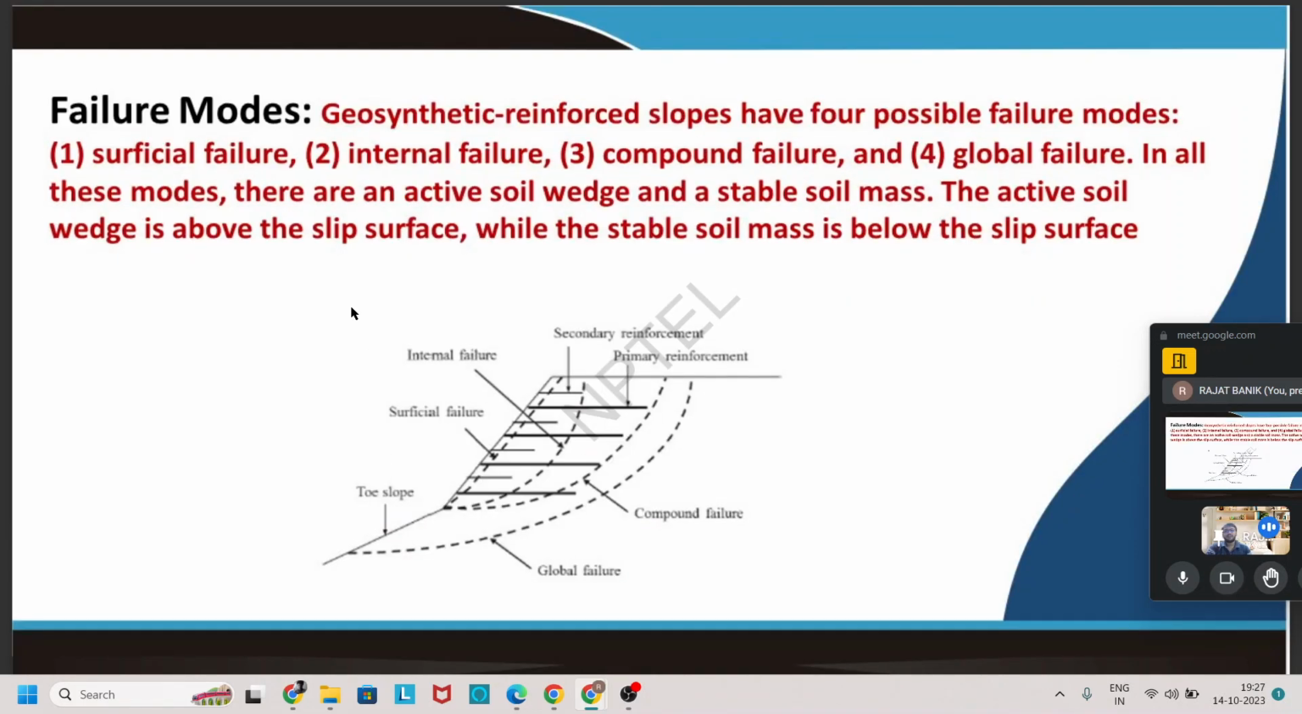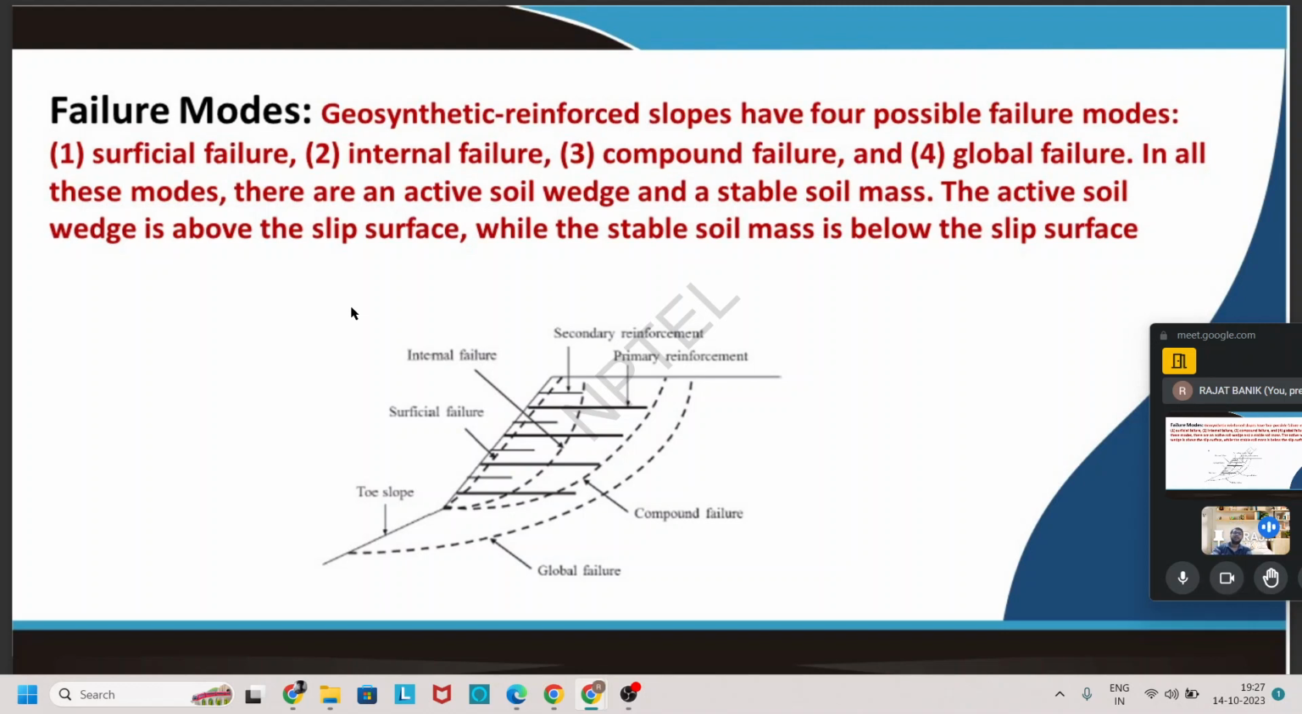Now we discuss the failure modes, different failure modes of the slope while using the geosynthetic material to stabilize the slope. So these failures are mostly similar to what we taught in our soil dynamics, soil mechanics class about the slope failure, similar type like that, and also some failures are similar to the retaining walls also. So now we discuss one by one.